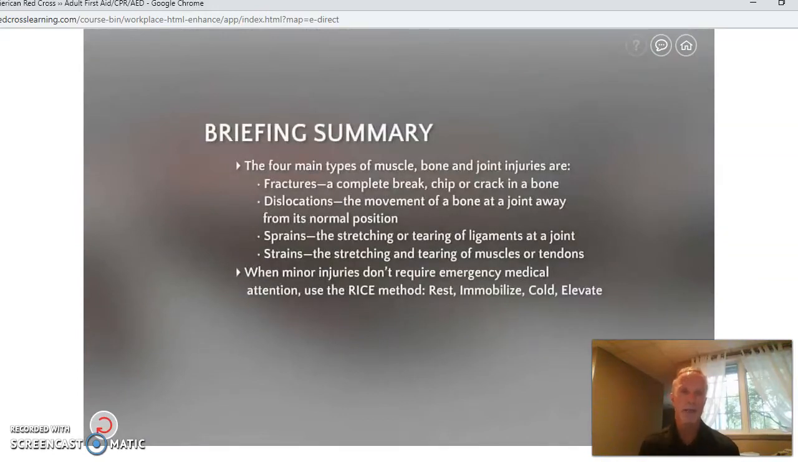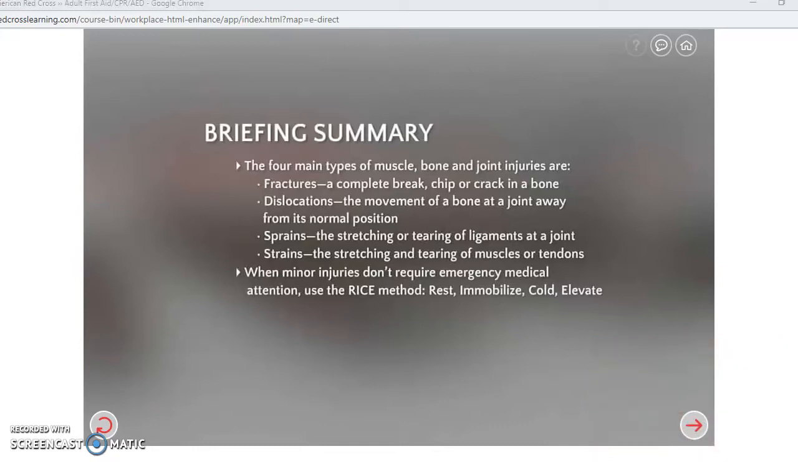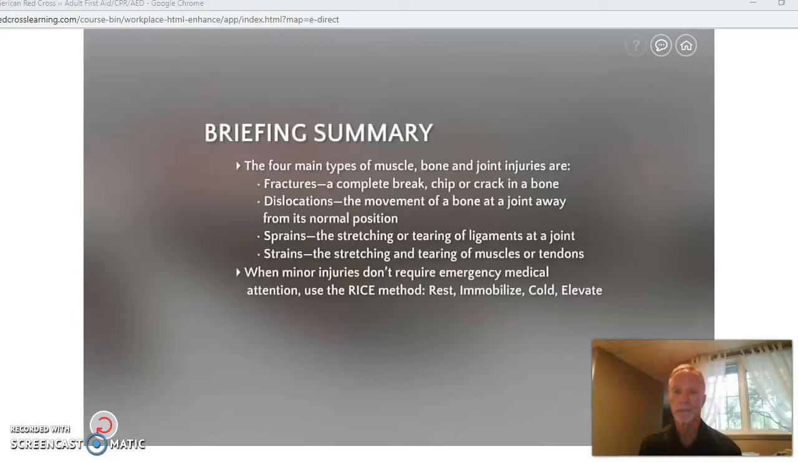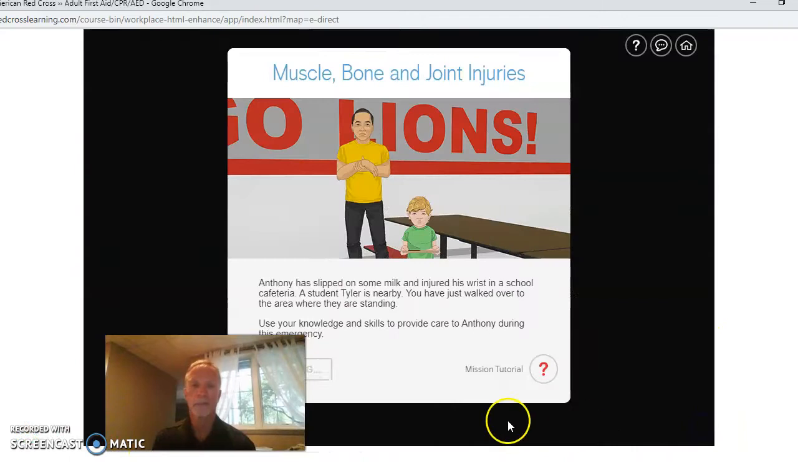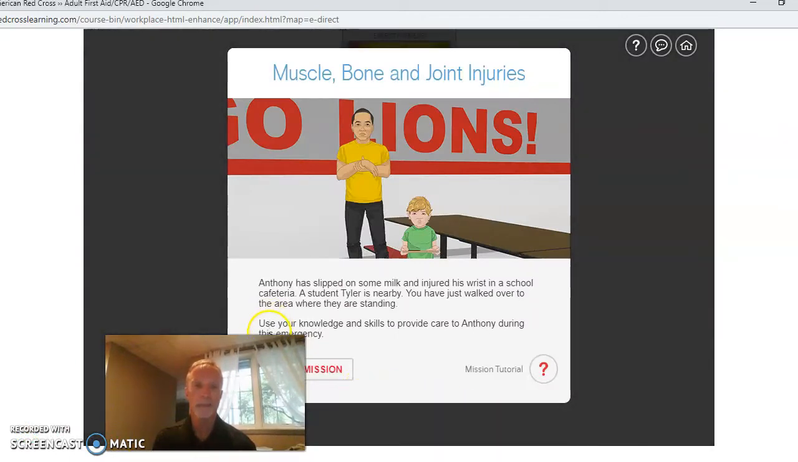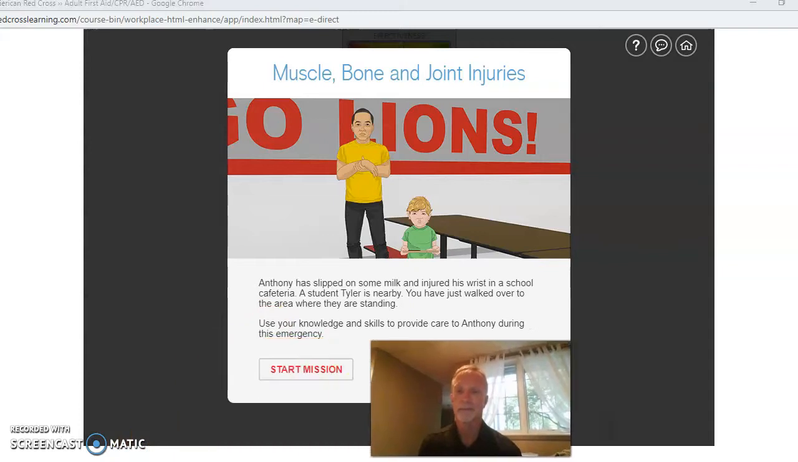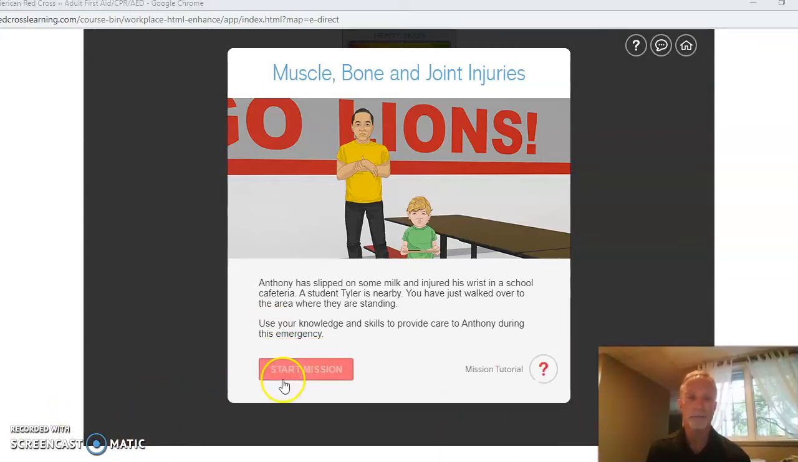So you can go through that and look at the four main types of muscle, bone, and joint injuries. Remember, RICE. If you look at the bottom, when minor injuries don't require emergency medical attention, use the RICE method: rest, immobilize, cold, and elevate. Let me take myself out here. Okay, we're going to go through the mission. Let me move myself out of that picture. We're going to start the mission.